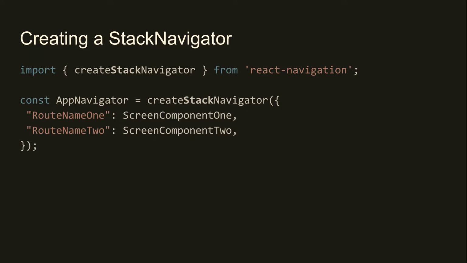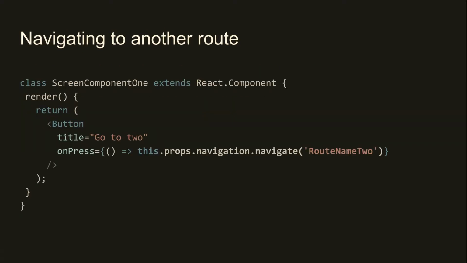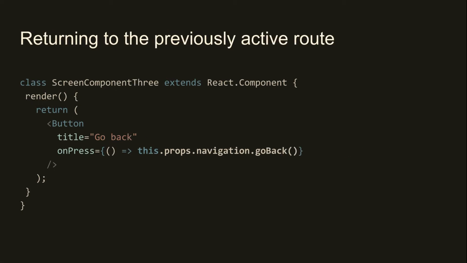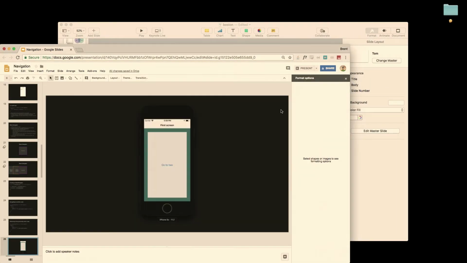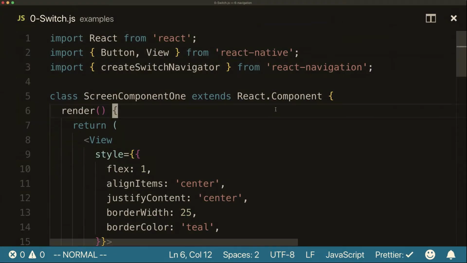The syntax for doing this is pretty much the same, or the API rather. We switch the word switch with stack, and we call navigate. If we have time, we'll talk about why, when you might use the word push instead of navigate here. Here's a new one. When you want to go back to the previous screen, you can call go back on navigation. And yeah, let's go ahead and do this then.